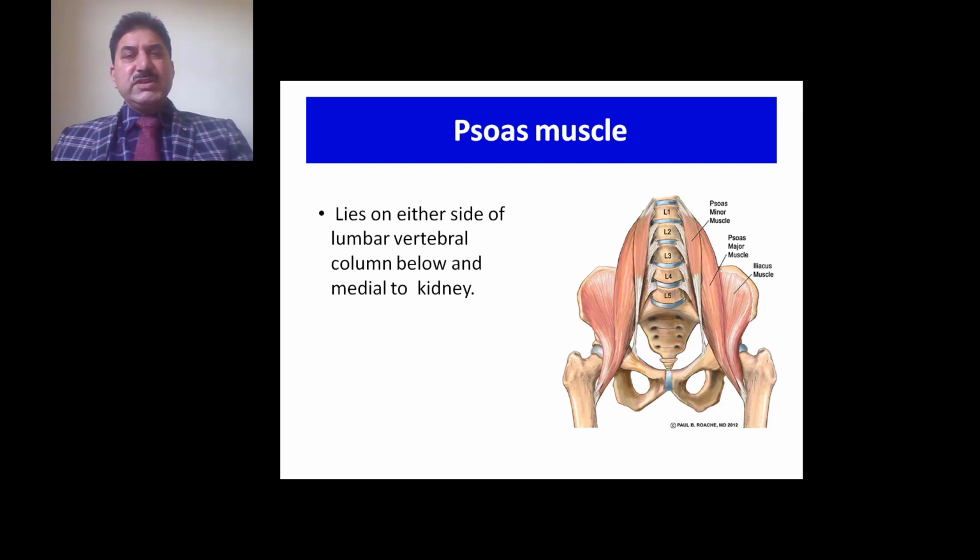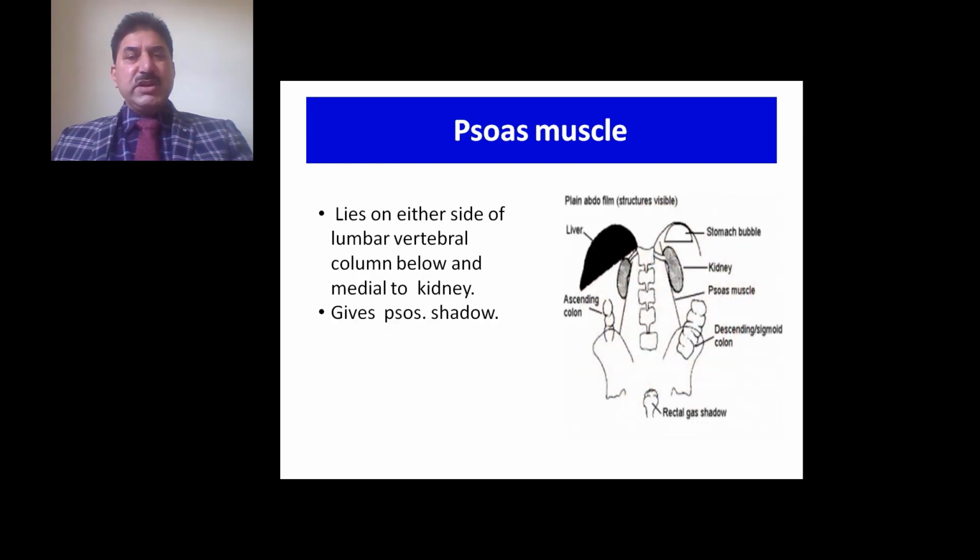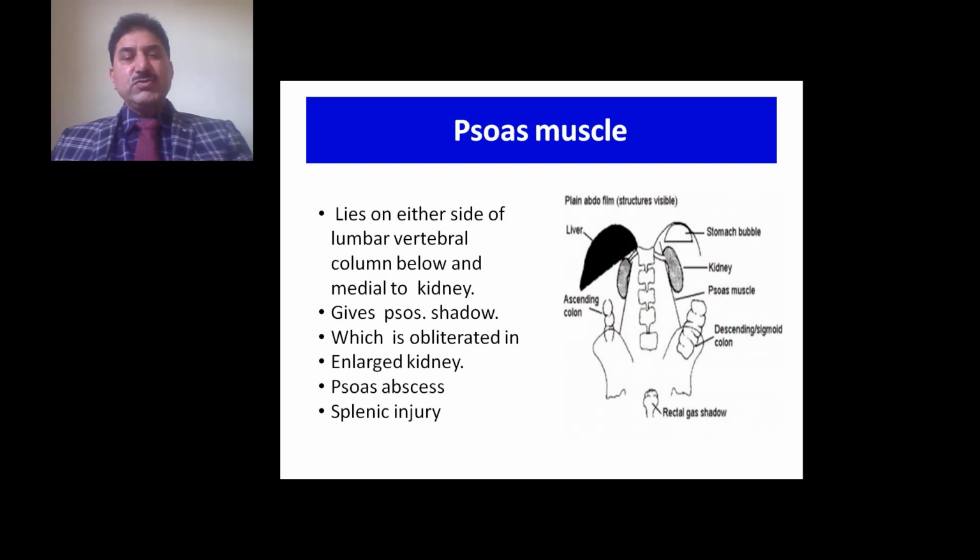On KUB, we can also see the outline of the psoas muscle. This muscle lies on either side of the lumbar vertebral column, below and medial to the kidney. It gives the psoas shadow on KUB, which is obliterated in enlarged kidney, psoas abscess, and splenic injury.